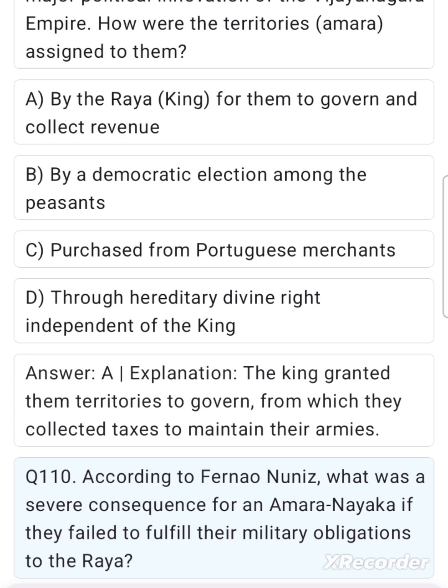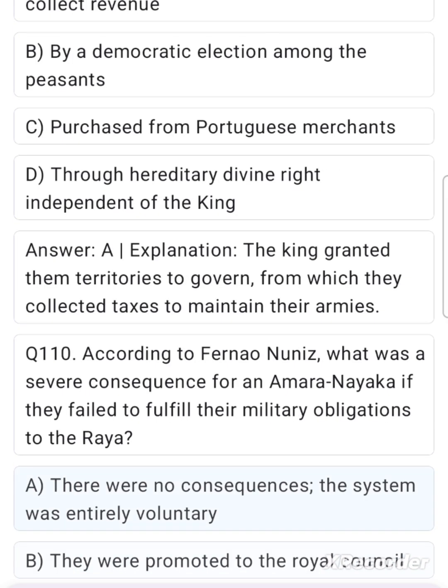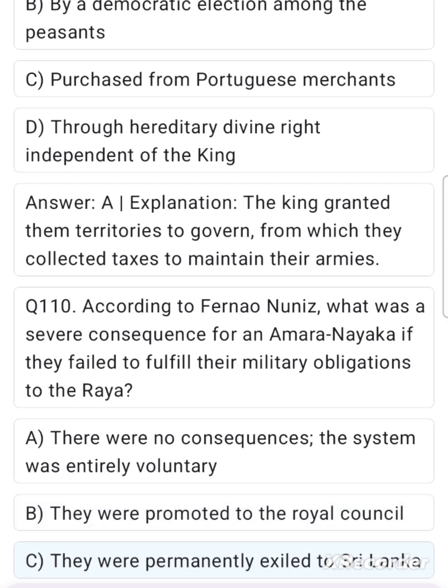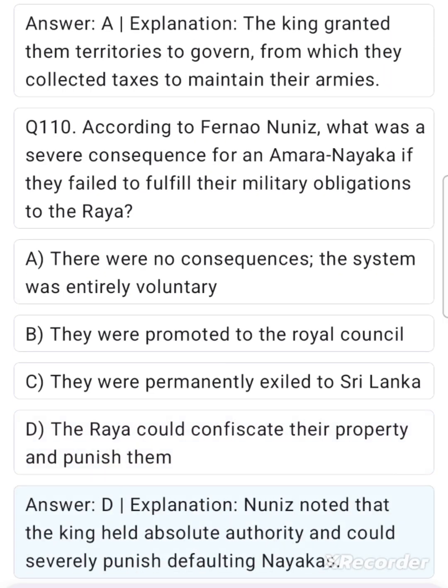Q110. According to Fernão Nunes, which was a severe consequence for an Amara-Nayaka if they failed to fulfill their military obligations to the Raya? A. There were no consequences. The system was entirely voluntary. B. They were promoted to the royal council. C. They were permanently exiled to Sri Lanka. D. The Raya could confiscate their property and punish them. Answer. D. Explanation. Nunes noted that the king held absolute authority and could severely punish defaulting Nayaka.